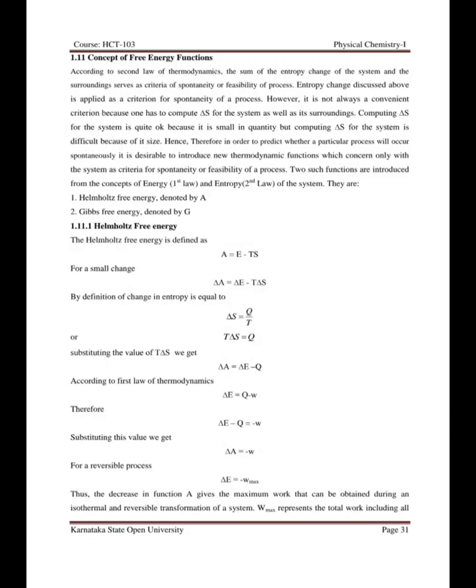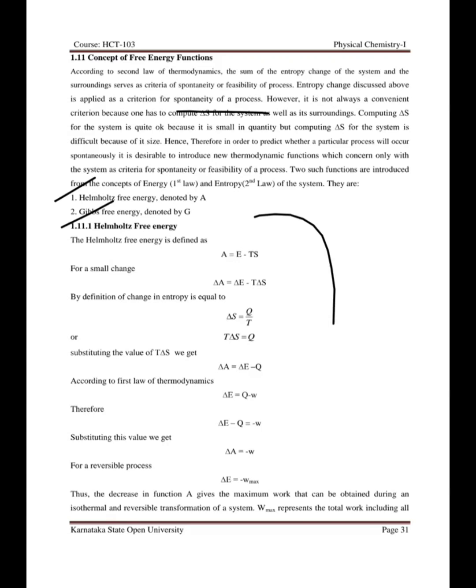And next is the concept of free energy function. Here the sum of the entropy change of the system and the surroundings serves as a criterion for the spontaneity or feasibility of a process. So, the concept of free energy function. Here two such types of function are introduced, as I have told previously: Helmholtz free energy and Gibbs free energy. So we'll directly come to the Helmholtz free energy. How is the Helmholtz free energy defined?